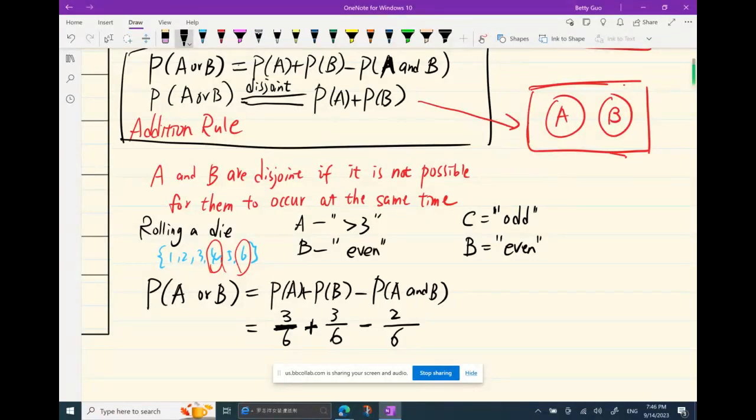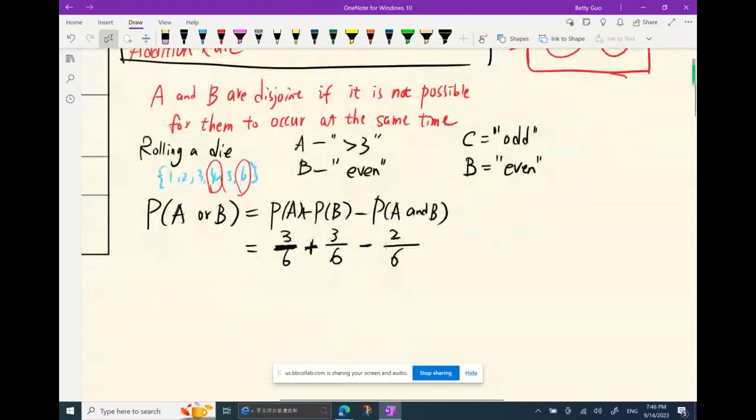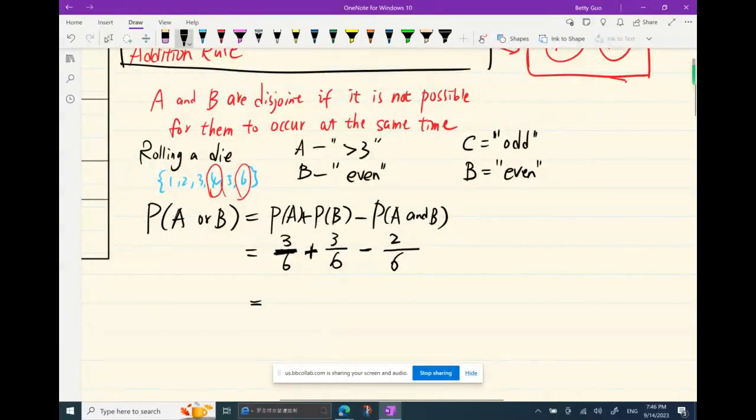So I would not simplify until the last step. In fact, I ask my students to do this. We are looking for P of A or B, right? Draw a longer bar, and the total number of outcomes in the sample space is 6, so just put a 6 under. In the numerator, we're going to have 3 things. The first is how many outcomes favor A: 3 outcomes favor A. How many favor B? 3 outcomes favor B. Minus the number of outcomes that favor A and B. How many? 2 of them.